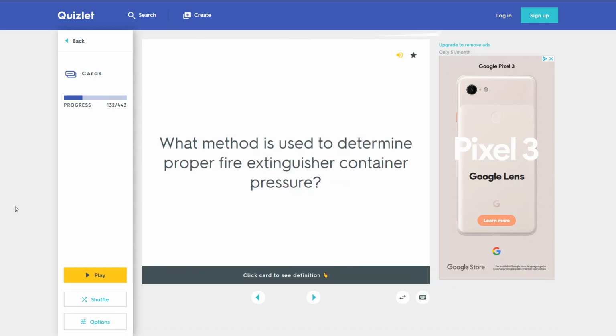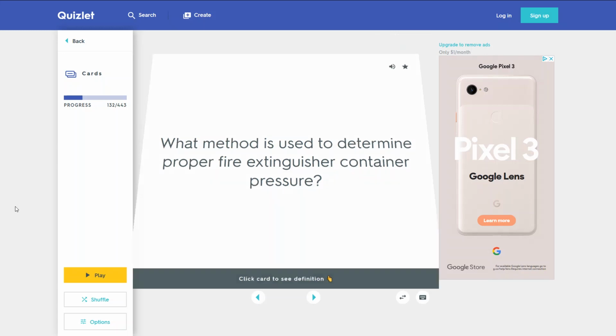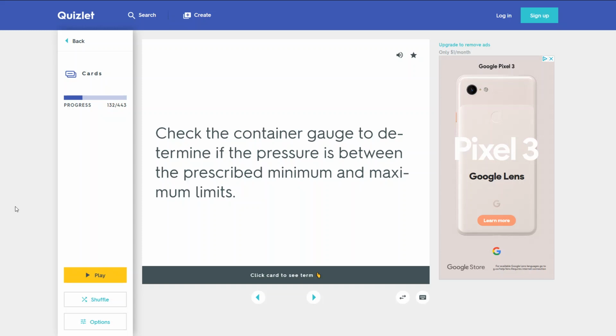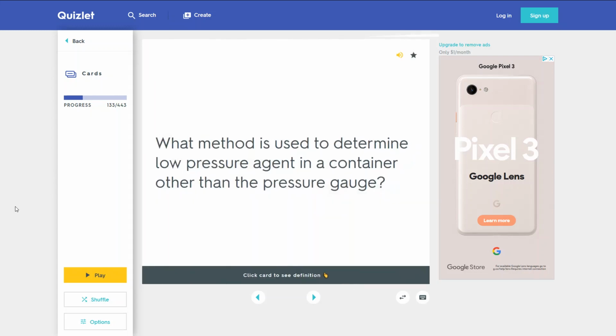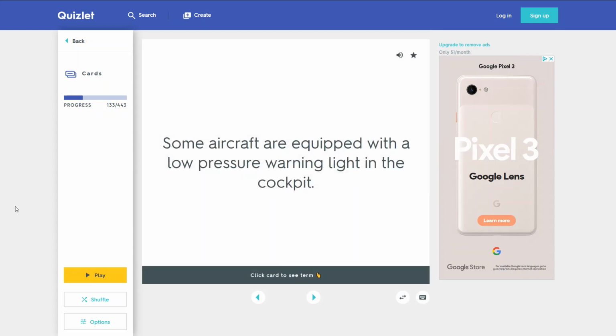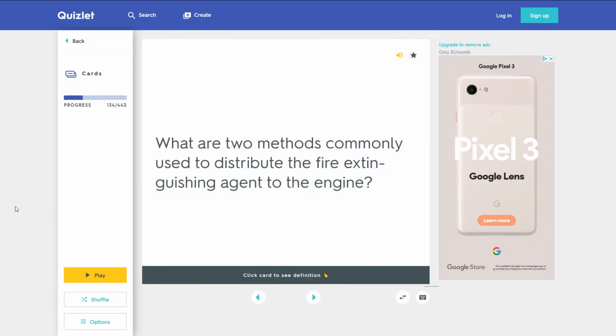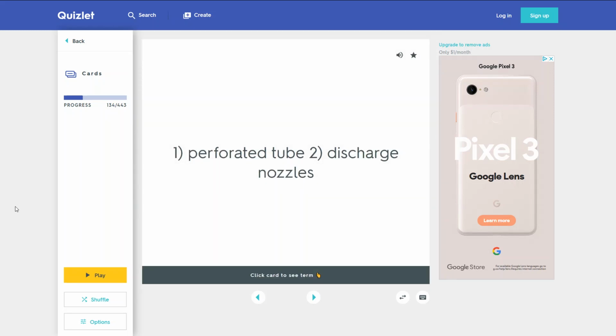What method is used to determine proper fire extinguisher container pressure? Check the container gauge to determine if the pressure is between the prescribed minimum and maximum limits. What method is used to determine low pressure agent in a container other than the pressure gauge? Some aircraft are equipped with a low pressure warning light in the cockpit. What are two methods commonly used to distribute the fire extinguishing agent to the engine? 1. Perforated tube. 2. Discharge nozzles.